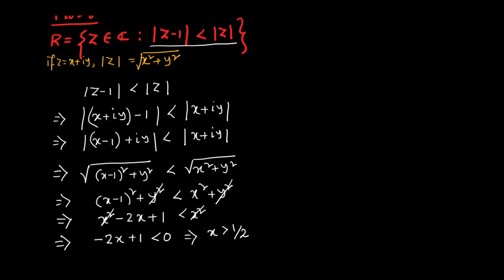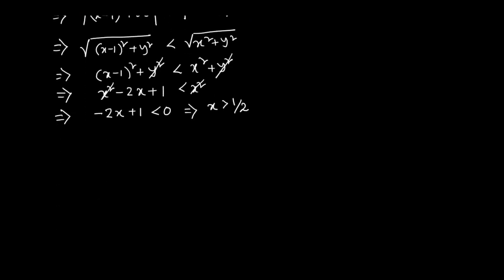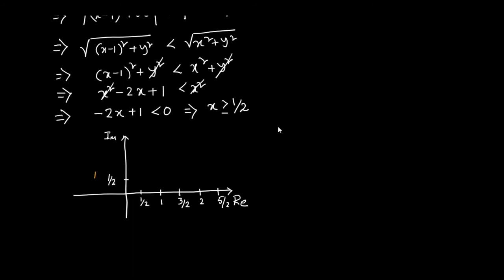Basically, this set corresponds to the region X greater than half. Remember, the sign is only greater than. So let us plot the region. Let us consider this is my real axis and this is my imaginary axis. Say this is half, this is 1, this is 3 by 2, this is 2, this is 5 by 2. Again, remember, I can write either half or half I; the meaning is the same because we are plotting everything on the imaginary axis. Suppose this is my axis system, and we need to find the region where X is greater than half.